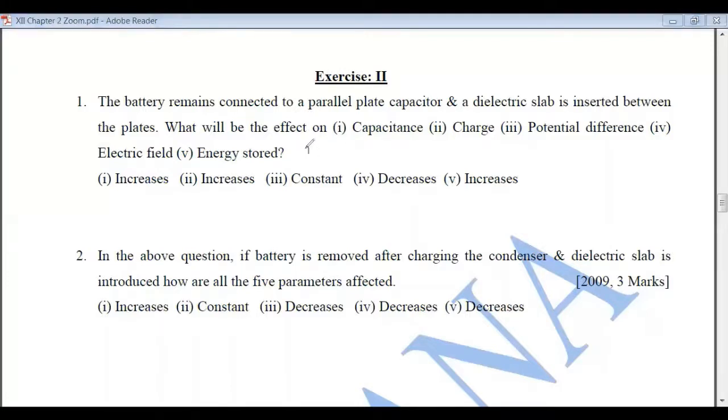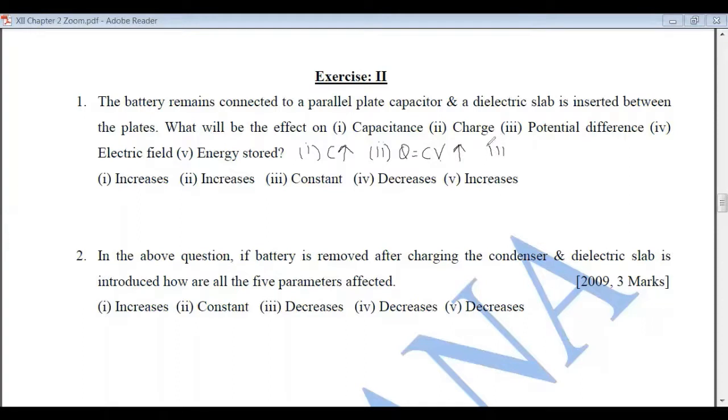Now the first part is capacitance. We know that whenever a dielectric slab is inserted, whether a conducting slab or a dielectric slab, the capacitance always increases. So the capacitance increases. The second part is charge. Q is equal to C into V. V here is constant, the potential difference between the plates. As C increases, the charge also increases.